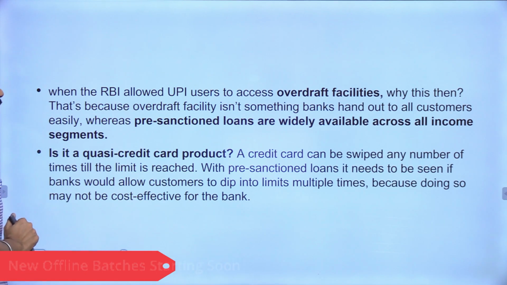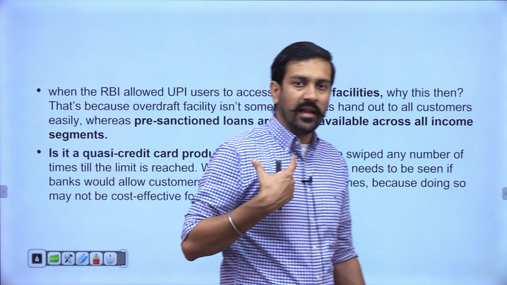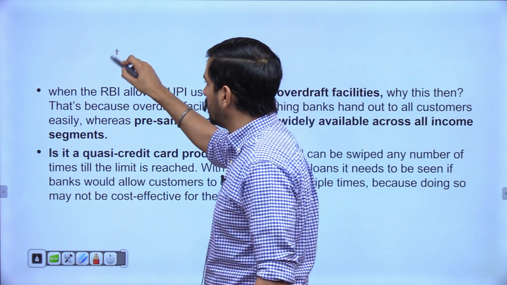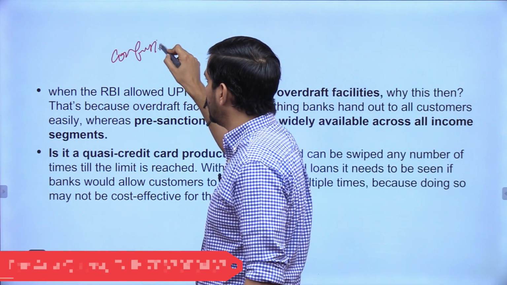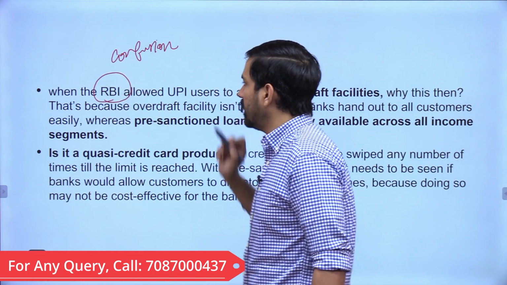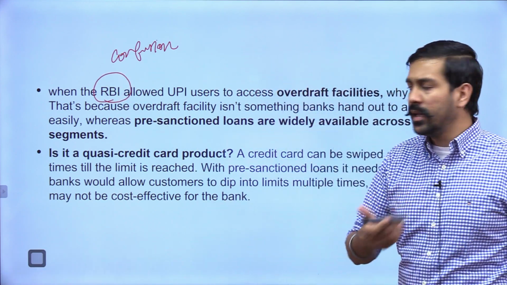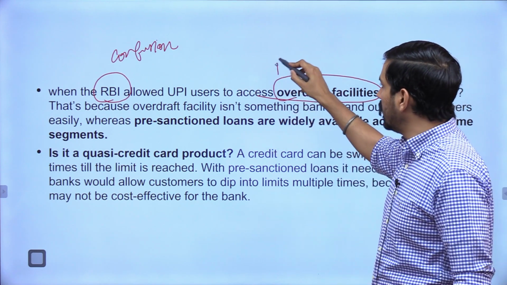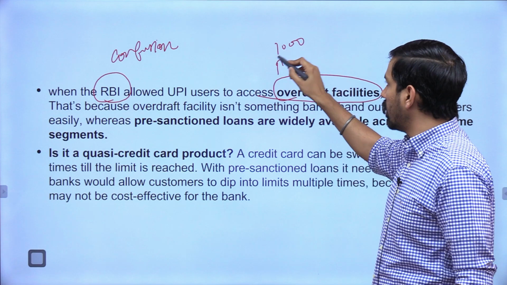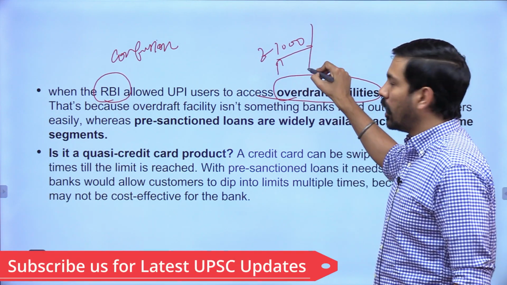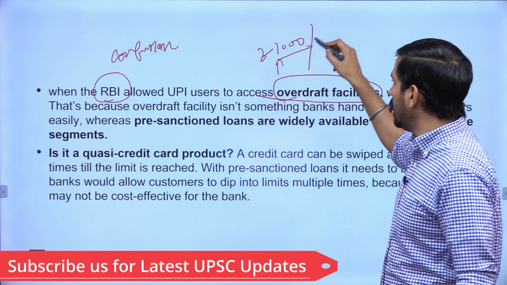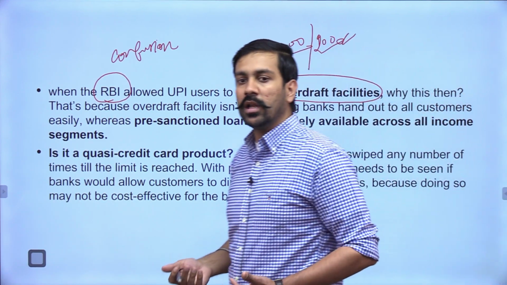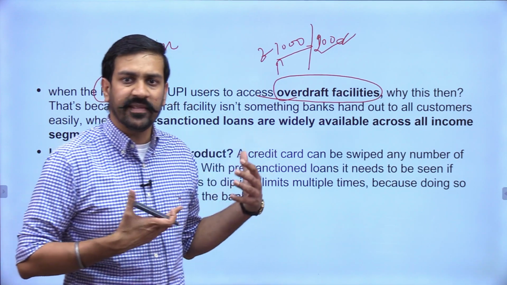Moving forward, there have also been concerns highlighted, or some sort of confusion, with respect to this. It is stated that the RBI has already allowed users overdraft facilities. What is an overdraft facility? You had 1000 rupees in your account, but when you spent it, the RBI allowed you to use 100 or 200 rupees extra, even if it is not in your bank account. Then why is there a need for such a pre-sanctioned loan?